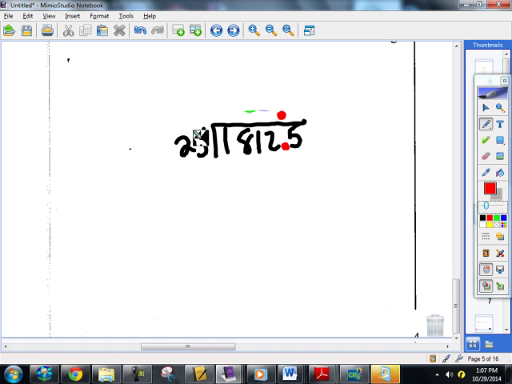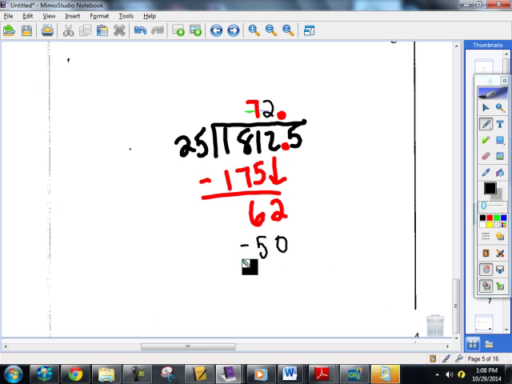25 will go into 1 0 times. 25 into 18 0 times. 25 into 181, how many times? 7. Okay, and that's going to be 175. I subtract and get 6. Now, remember, I make sure that that's smaller than that, right? Now I'm ready to bring down a 2. 25 will go into 62 how many times? 2 times. So then I multiply, subtract, and I get 12.